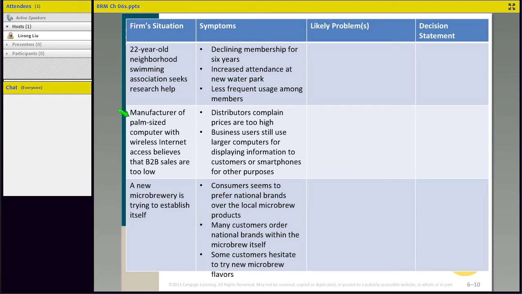So the symptoms include distributors complaining prices are too high, and business users still using larger computers for displaying information to consumers, or smartphones for other purposes. Well, first of all, I need to point out, apparently this example is really outdated, because a palm-sized computer with wireless internet access, isn't that the iPad thing? It's now selling pretty well, right? So this is from the old days.